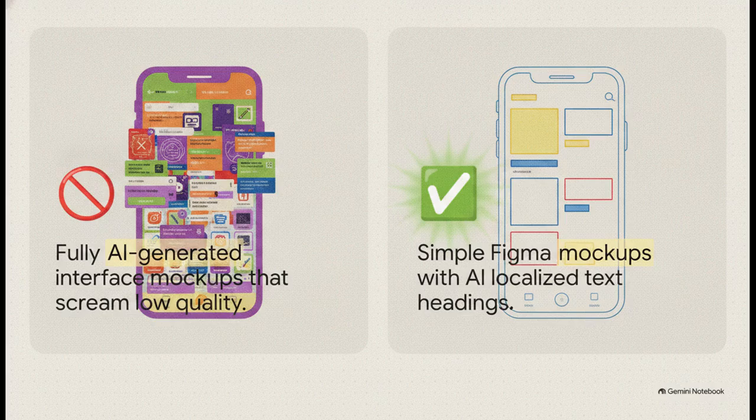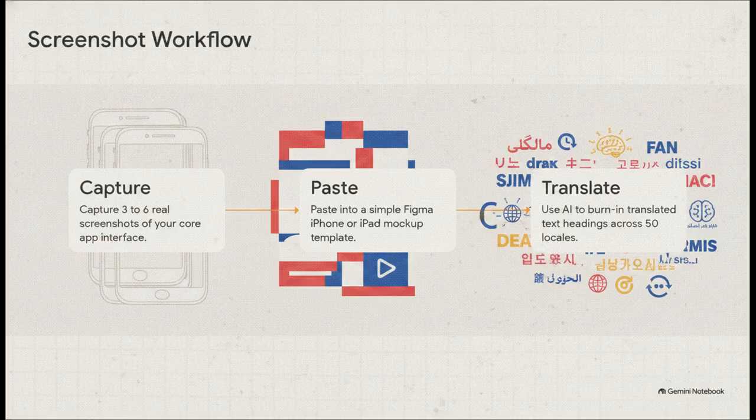Simplicity is exactly what converts. And getting those clean designs is actually super easy with a simple 3-step workflow. Step 1, just grab 3 to 6 real screenshots of your core app interface. Straight from your phone or an Xcode simulator is totally fine.